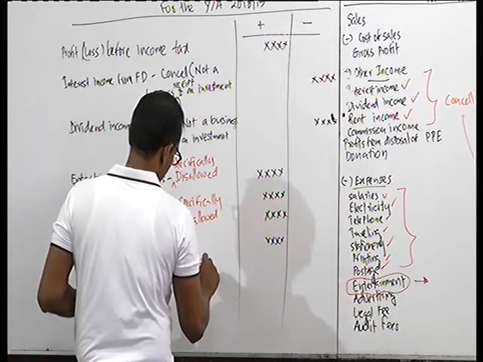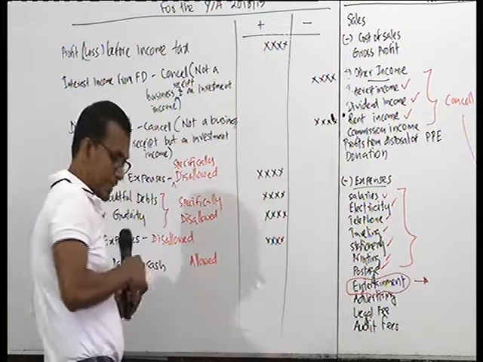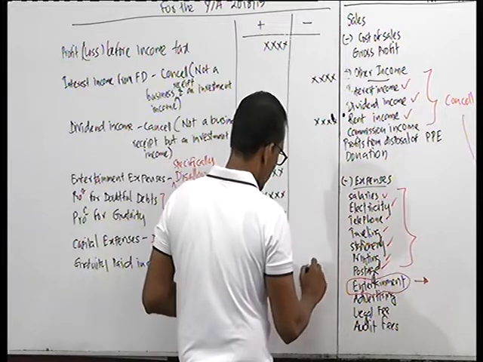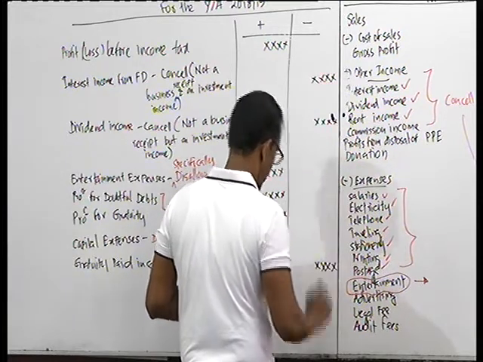Allowed. So allowed means you can deduct whatever you paid as gratuity to those employees who left the organization.